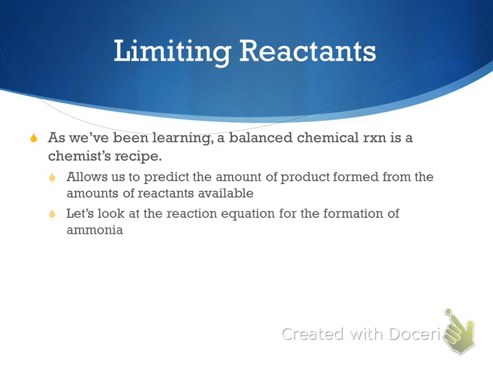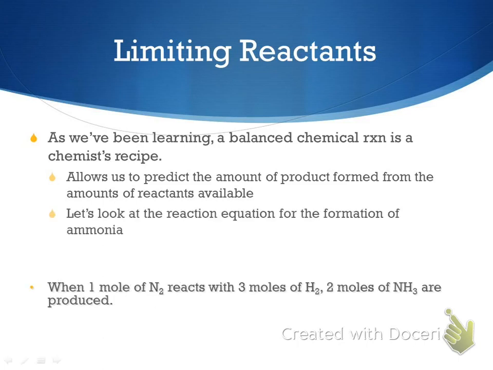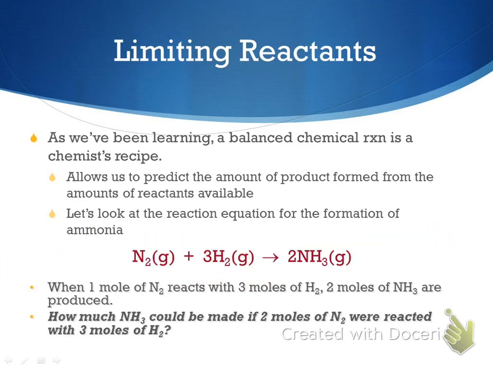We're going to look at the formation of ammonia here in our chemical reaction. The balanced chemical formula is essentially the recipe, right? I need 1 mole of nitrogen gas plus 3 moles of hydrogen gas in order to produce, or to yield, 2 moles of ammonia. That's my recipe. So it has to be in that ratio, right?